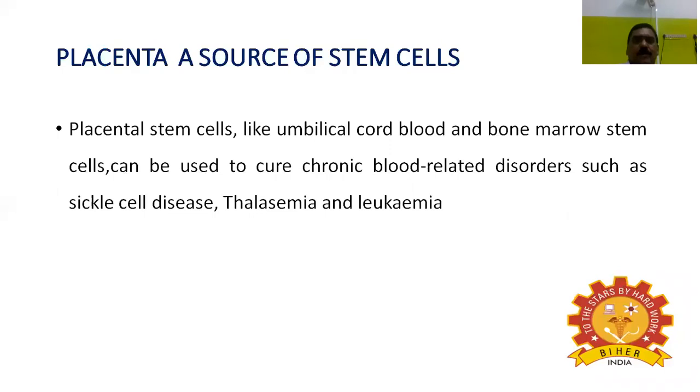Next, I'm coming to the placenta, a source of stem cells. The placental stem cells, like umbilical cord blood and bone marrow cells, can be used to cure chronic blood-related disorders such as thalassemia, leukemia, and sickle cell anemia, etc.